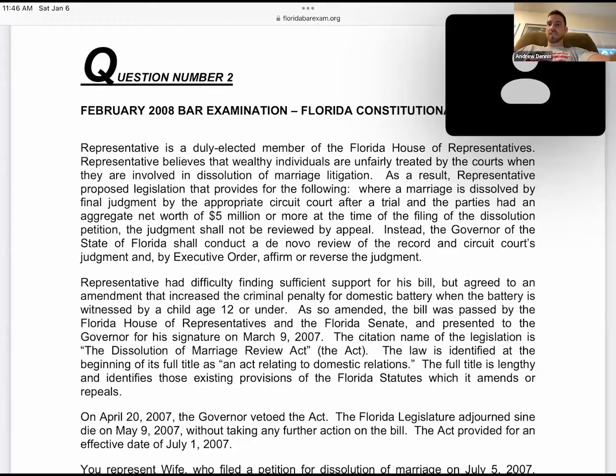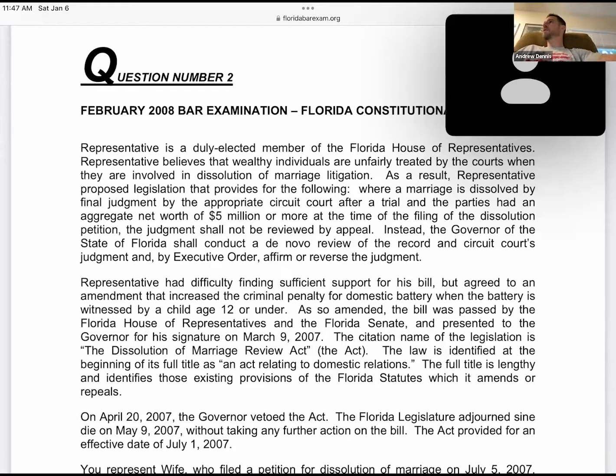As so amended, the bill was passed by the Florida House of Representatives and the Florida Senate and presented to the governor for signature on March 9, 2007. So just in general, we should understand how bills are passed, enactment of a law in Florida. In order to enact a law in Florida, it has to have a clear title, a single subject, an enactment clause, being enacted by the state of Florida. It needs to have bicameralism, read in each house 3 times. It needs to be related to the health, welfare, and morals of the people of Florida. It can't be vague and overbroad.